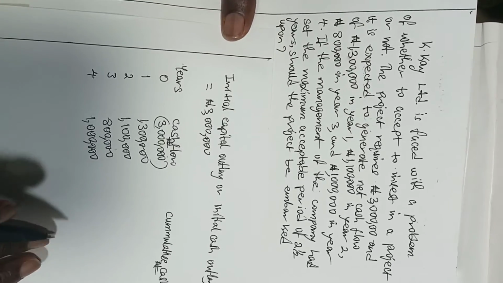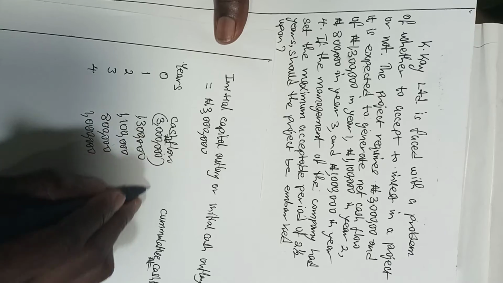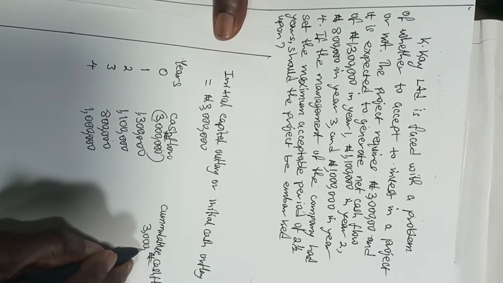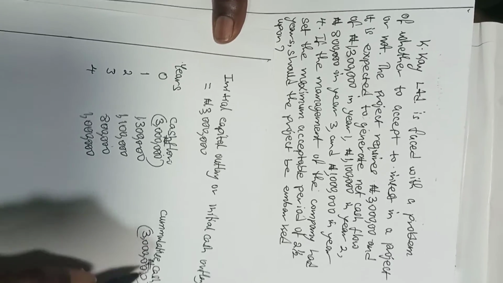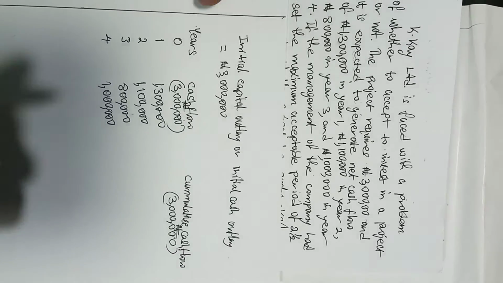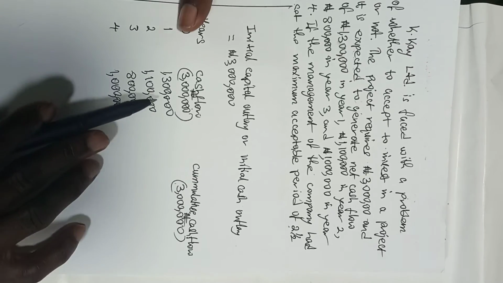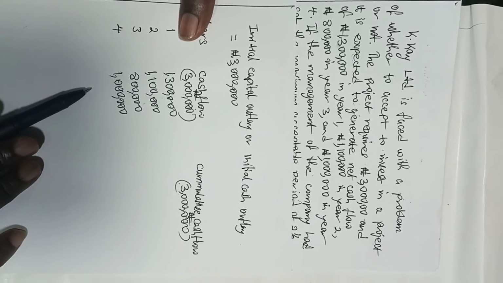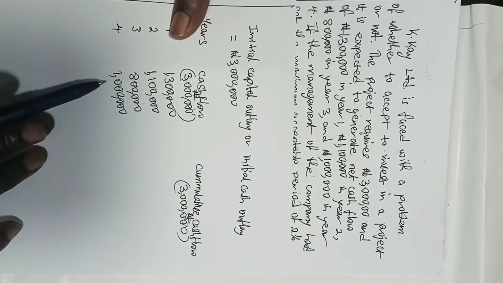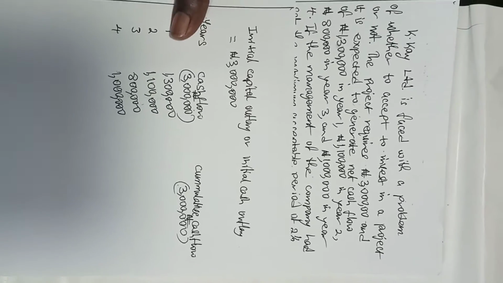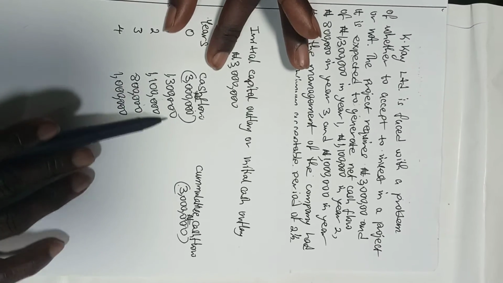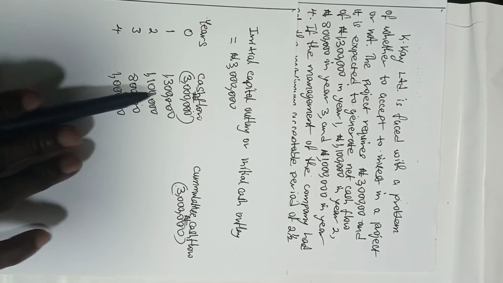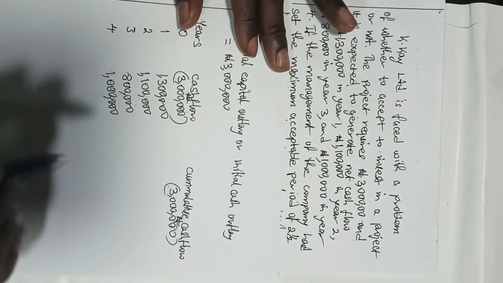So our 3 million, which is the initial capital outlay, you have to write it again here, bracket it. This 3 million naira generates all this net cash inflow. So we will now be reducing this 3 million by all this net cash flow that is being generated by the 3 million.